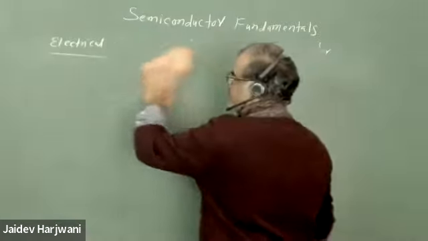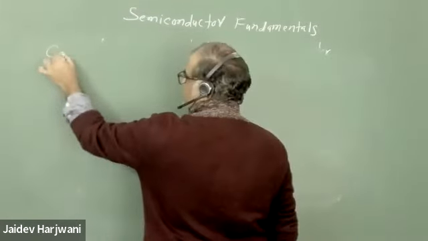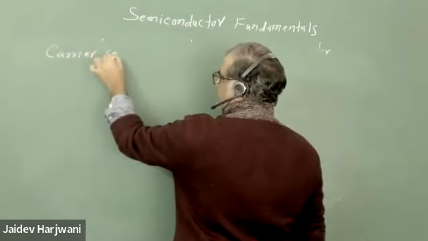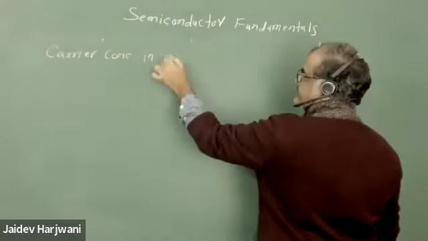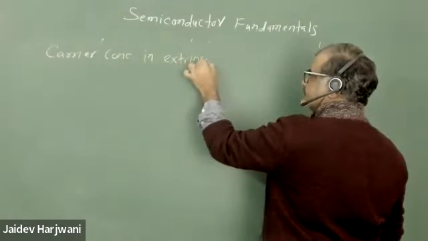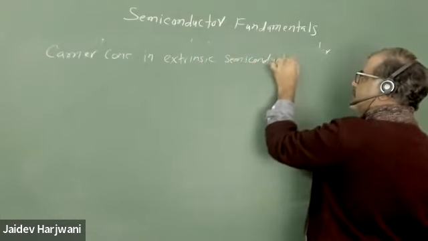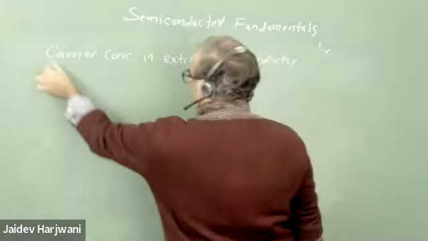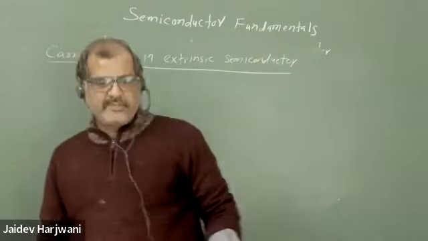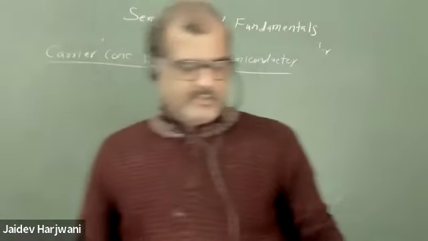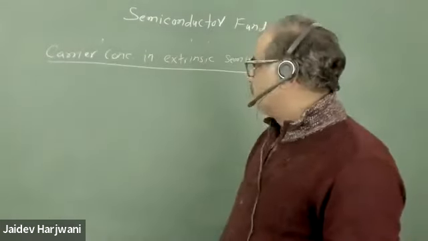So extrinsic semiconductor. Okay, so first we want to understand carrier concentration in extrinsic semiconductor. I told you that carrier concentration in extrinsic semiconductor is high compared to intrinsic semiconductor at room temperature. Okay, the room temperature extrinsic semiconductor show electric conductivity. So why it is so?